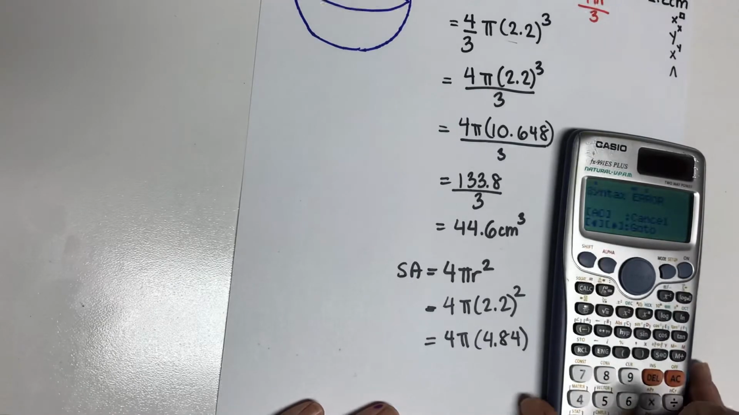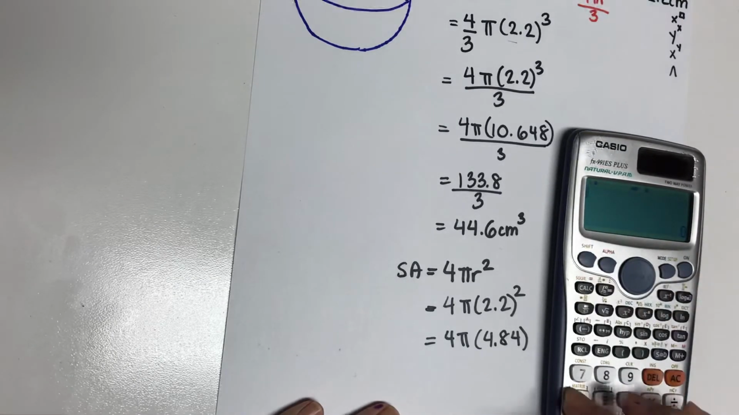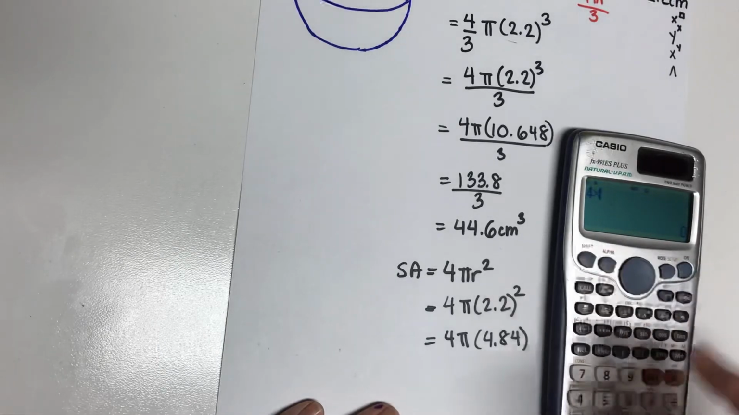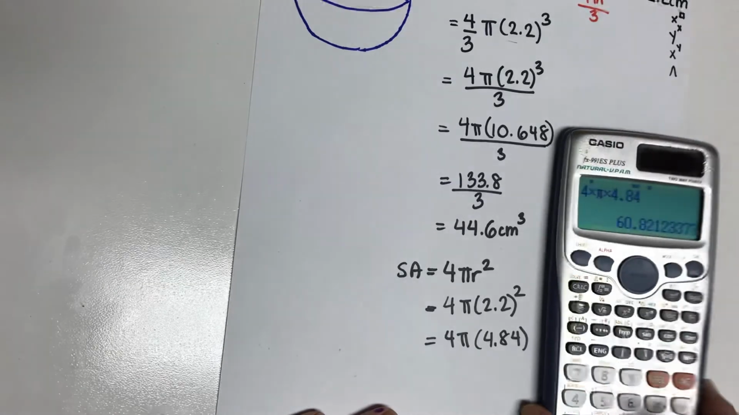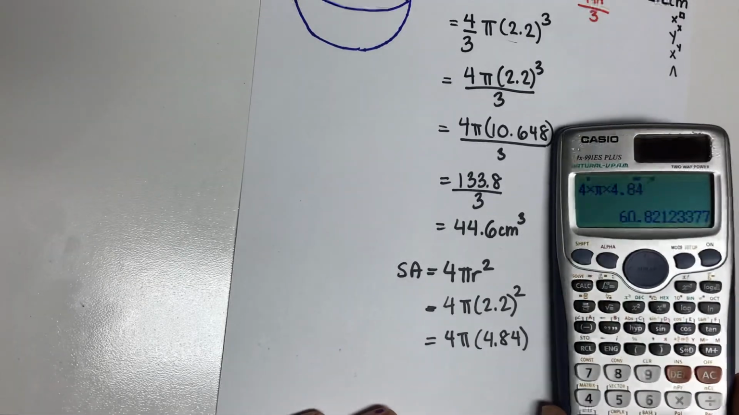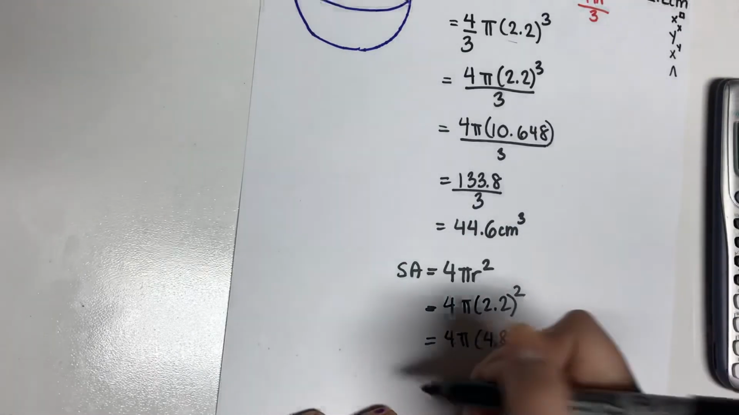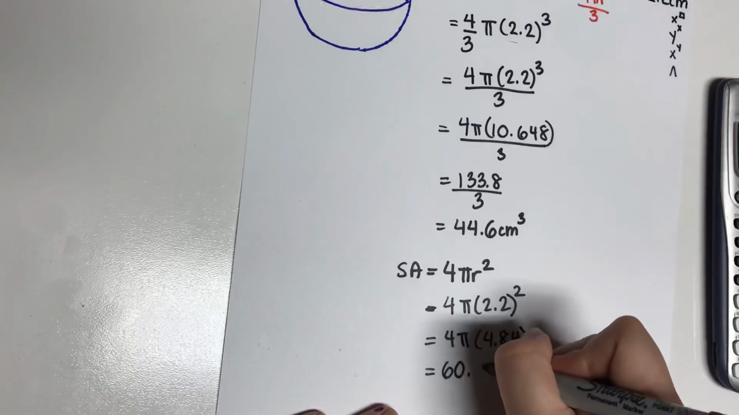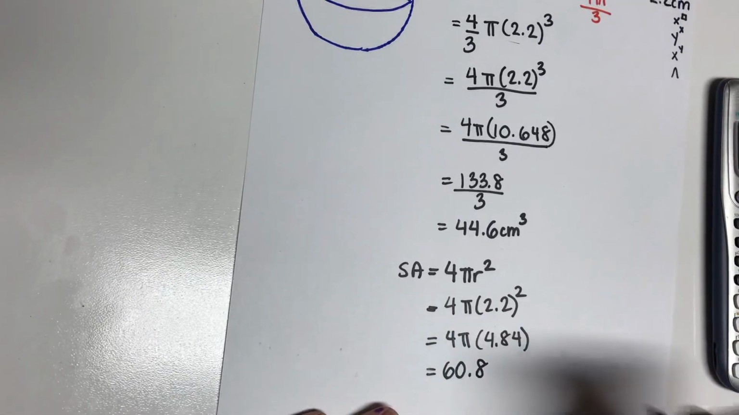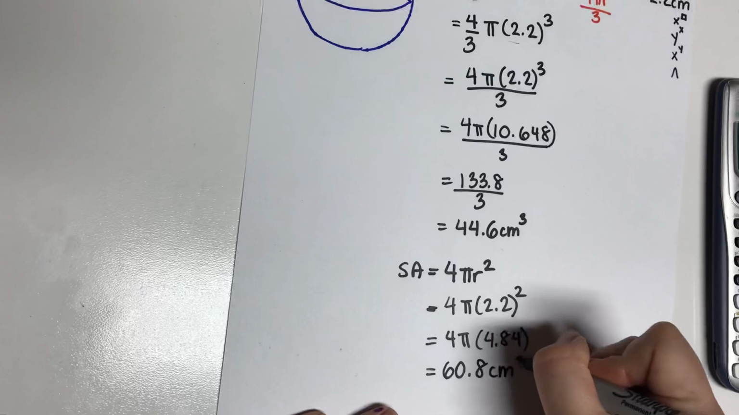Oh, I'm not sure what I pressed correctly. If you ever get an error, that just means you typed something in wrong. 4 times pi times 4.84 and I get 60.8. And round to 1 decimal. It doesn't really specify, so I'm just going to choose to do 1 decimal place. And my unit is centimeters squared.